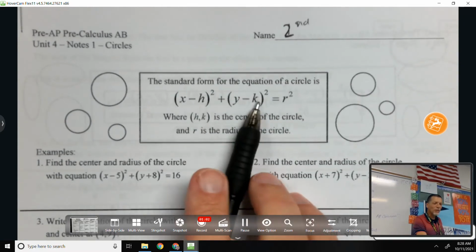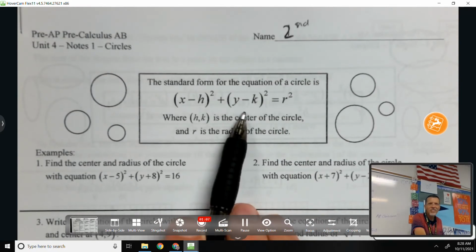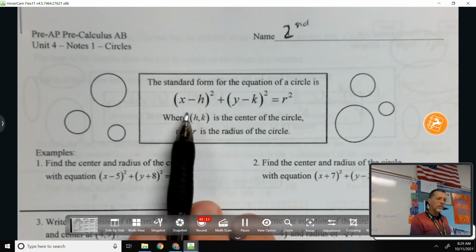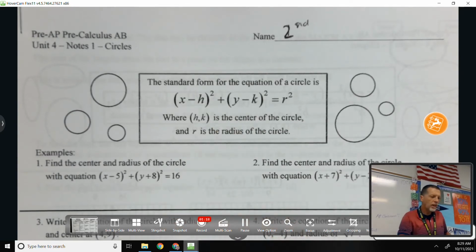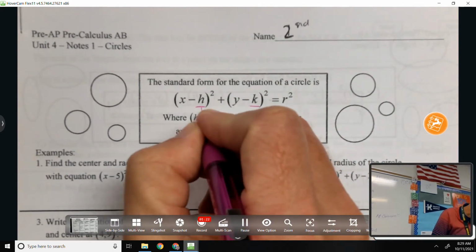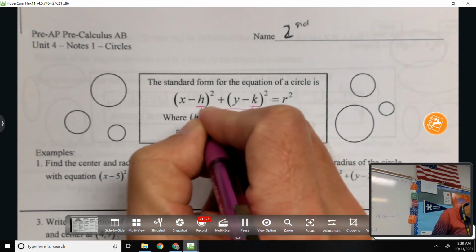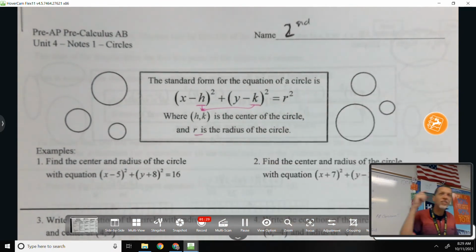So, standard form for the equation of a circle. I think you've seen this before. Does it look familiar? Algebra 2? It may be a no. Okay. So this is what the equation of a circle looks like, where H and K are the center, the point that makes the center, and R is the radius. So be careful, the equation has R squared in it, so you take the square root of that to figure out what the radius is.